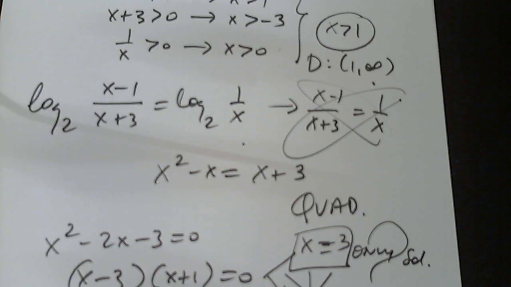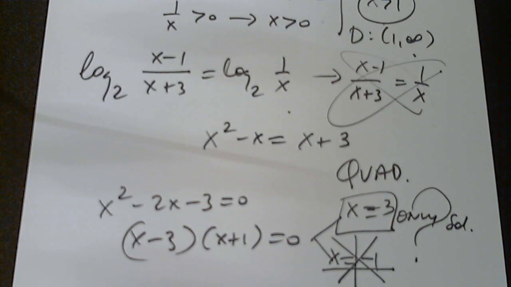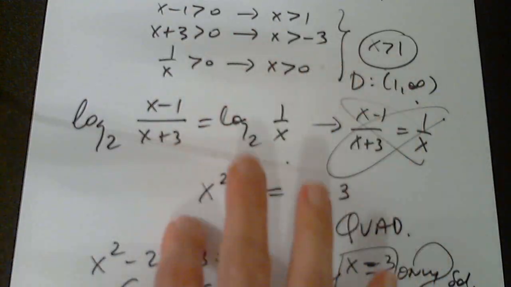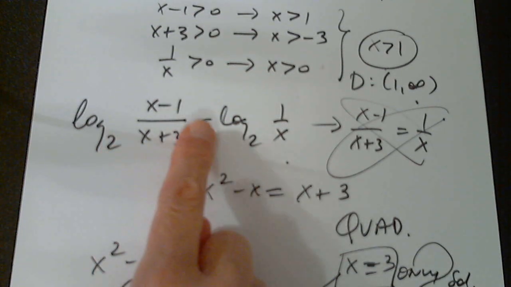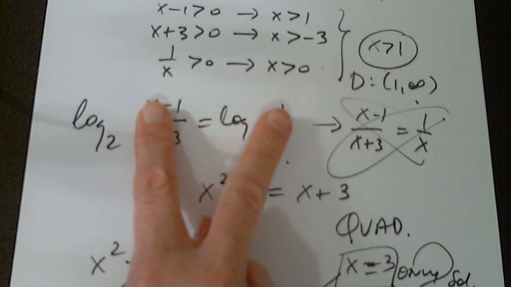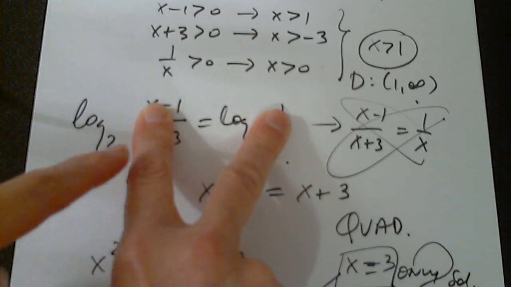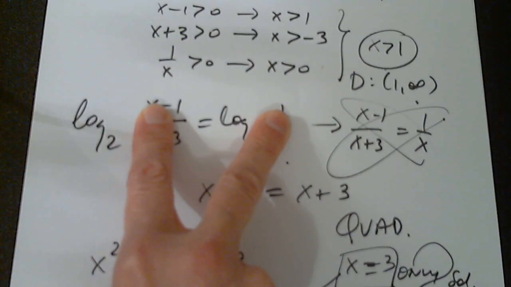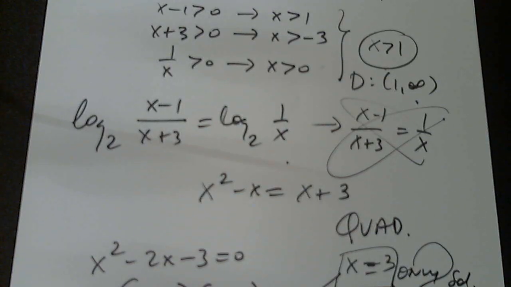Very good pick. It was a very good problem to work on. Any questions? So again, don't cross out the log. Two logs in the same base are equal to each other only if the expressions are equal. Otherwise, if this is 5 and this is 3, they will never equal each other. So these two have to be the same. Good pick.